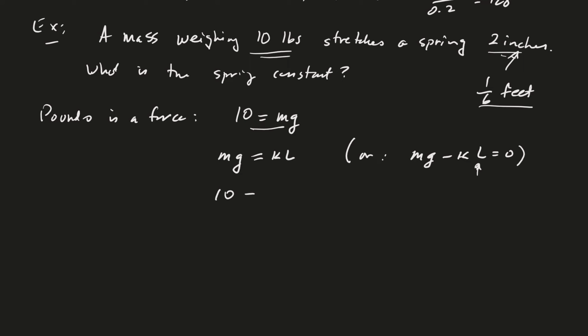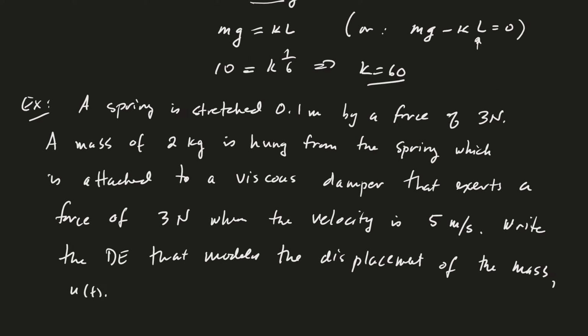So just plugging in our numbers then, we have 10 equals k times 1/6, and so that means in this case that k is equal to 60. Good. I'll pause again and write down the next question.